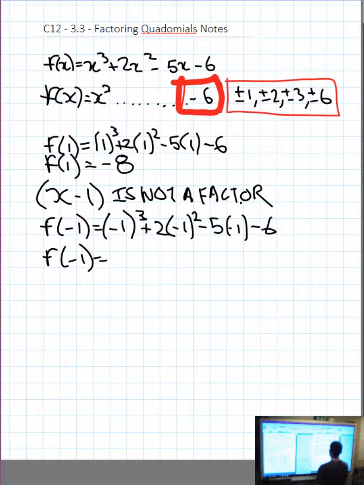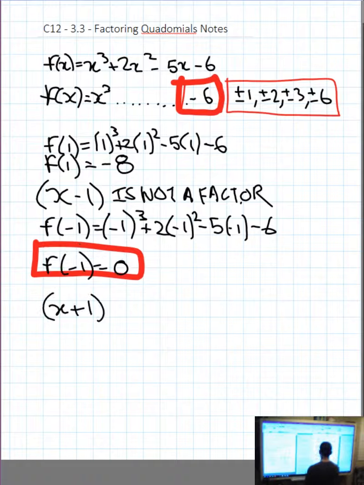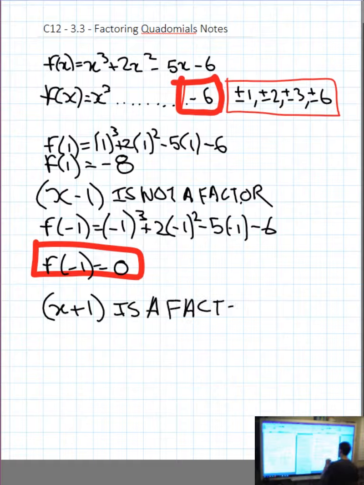Substituting negative 1 in for x, let's do that again. Negative 1 cubed is negative 1, negative 1 squared is 1, 2 times 1 is 2, negative 1 plus 2 is 1, negative 5 times negative 1 is positive 5, and 1 plus 5 is 6, and 6 minus 6 is 0. So we know that if f of negative 1 is equal to 0, the factor x plus 1 is a factor.